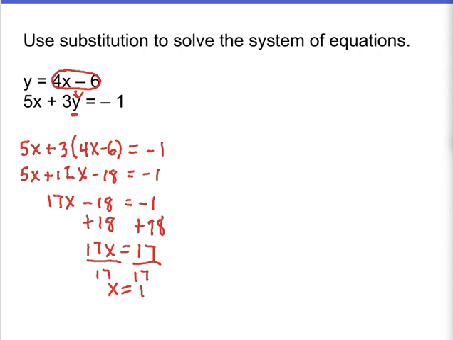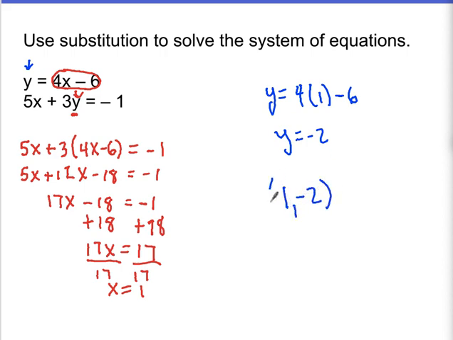Now we know what x is, so we can make our substitution to find y. Again, I like this one to substitute. Well, I'll substitute for the x, but I like this one because y is by itself. Y equals 4 times 1 minus 6. So 4 minus 6 is -2. So that would be 1 comma -2. All right.